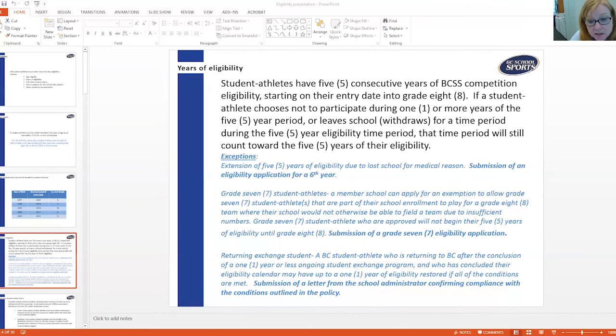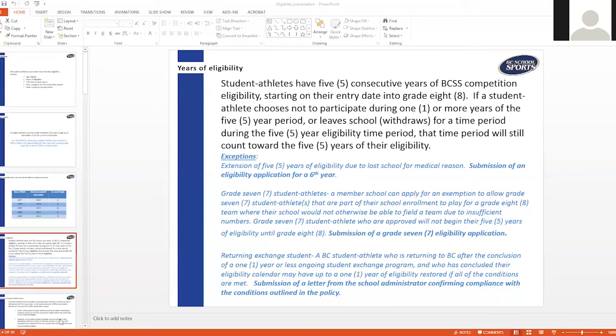And then the final one is a returning exchange student. If a BC student athlete is returning to BC after the conclusion of a 1-year or less ongoing student exchange program and has concluded their eligibility calendar, they may have up to 1 year of eligibility restored if all the conditions are met. Essentially, they're not eligible to participate in sanctioned BCSS activity while they're away. We would be looking for a letter from the school administrator to confirm that they're in compliance with the conditions outlined in the policy. Does anybody have any questions with regards to that?